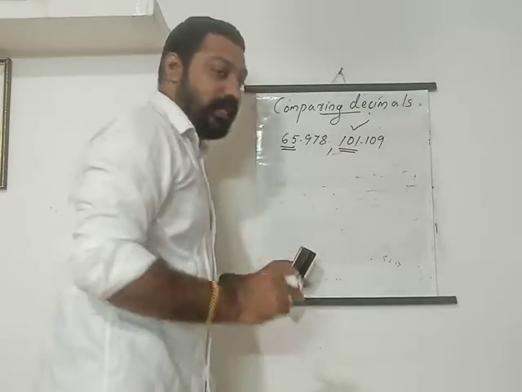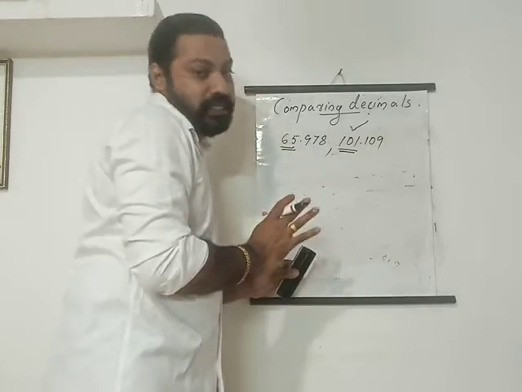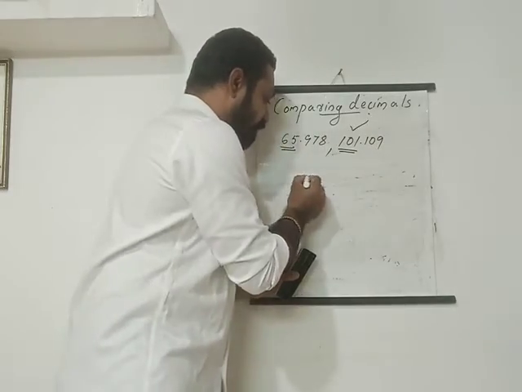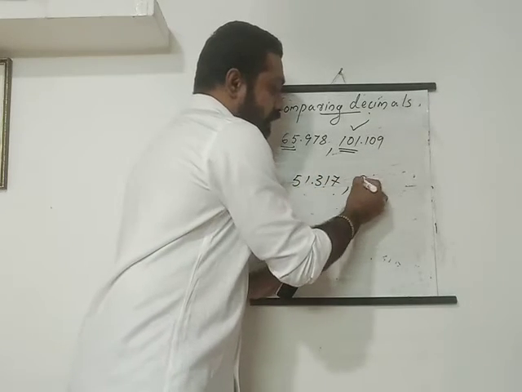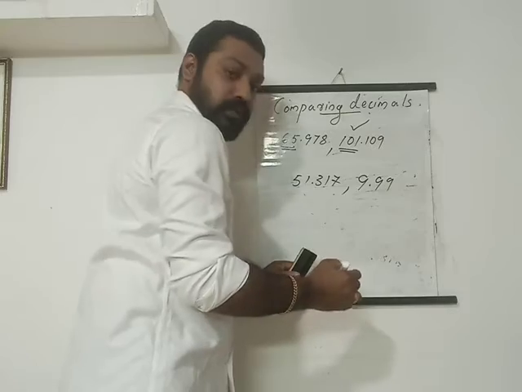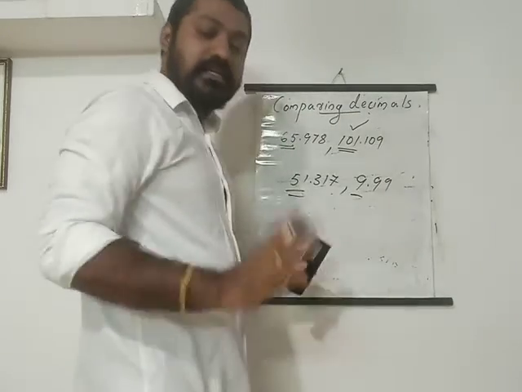First you have to check the whole number part. Which is having more whole number, that must be the greatest one. If it is 51.317, okay, and this is 9.99, okay, so which one is great? 51 is great as compared to 9. So this comparison is easy.